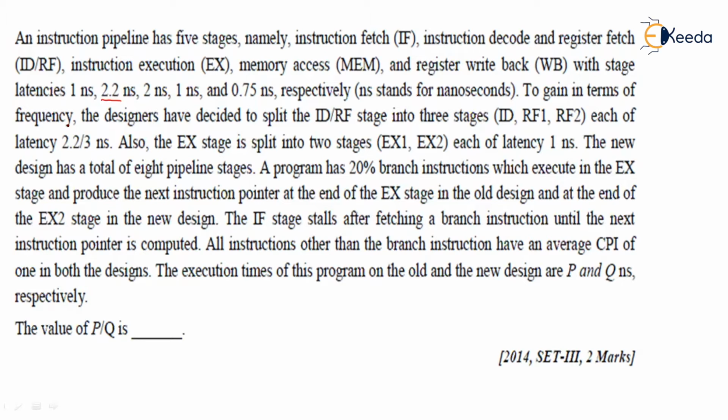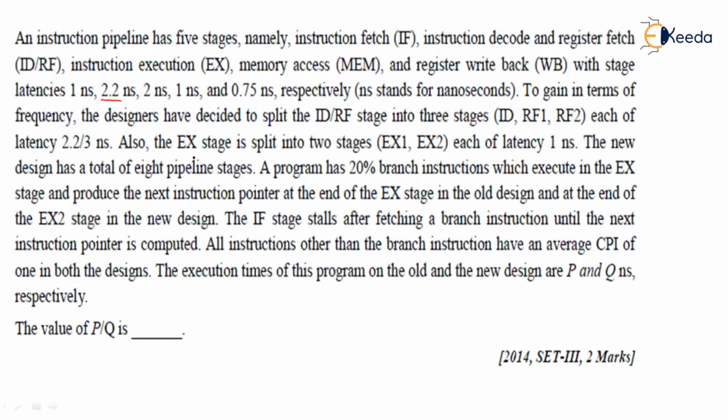But now the designers wanted to update the pipeline. The second stage is instruction decode and the register fetch. They divide this second stage into 3 different stages. That is, designers have decided to split the ID by RF stage into 3 stages, that is, ID, RF1, RF2. This stage has been divided into 3, and each stage will take 2.2 divided by 3 nanoseconds.